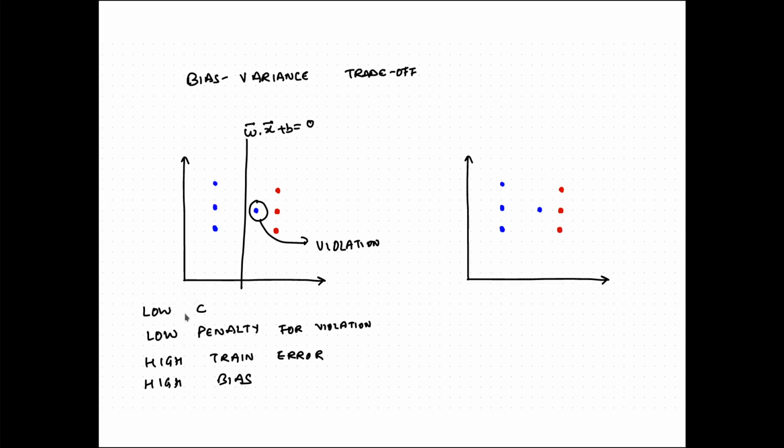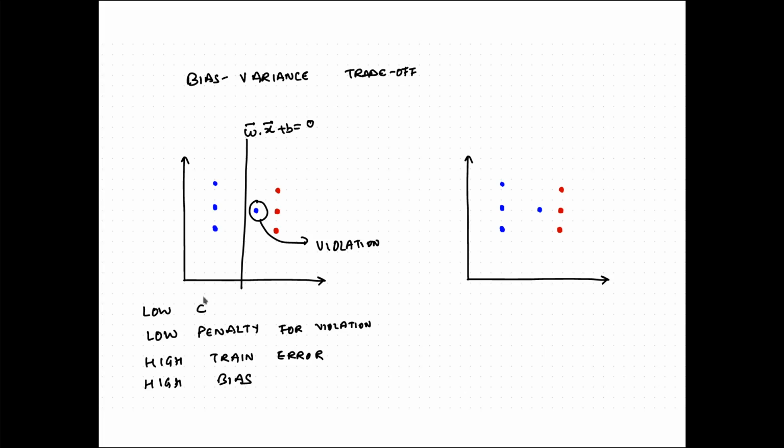So we keep a low C. We basically say that there is low penalty for violation, where the violation for the ith example is given by xi of i, which means that there will be a high training error because we'll be having a lot of violations in the train set itself, which then corresponds to having a high bias. So if you remember, high training error corresponds to high bias, and high testing error but low train error corresponds to high variance, right?